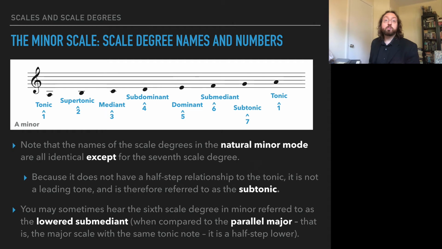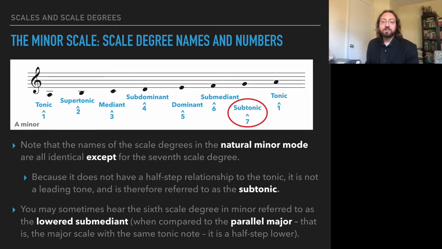Now, the scale degree names and numbers will be identical except for one. It's just the 7th scale degree in the natural minor scale that has a different name. Because it does not have the half-step relationship to the tonic that is so defining of the leading tone, it's referred to instead as the subtonic.